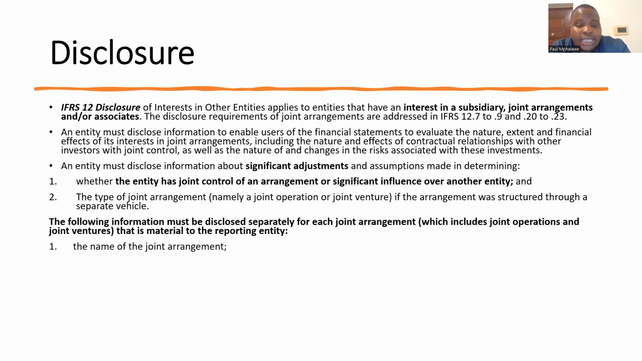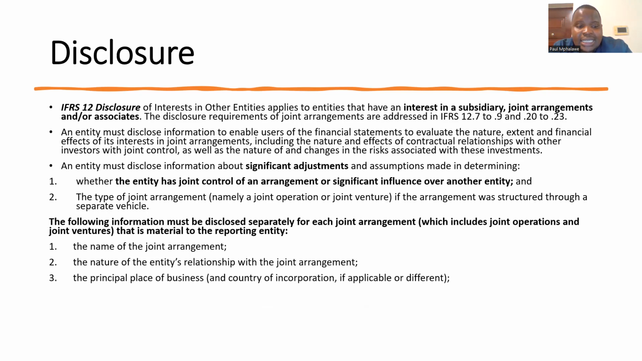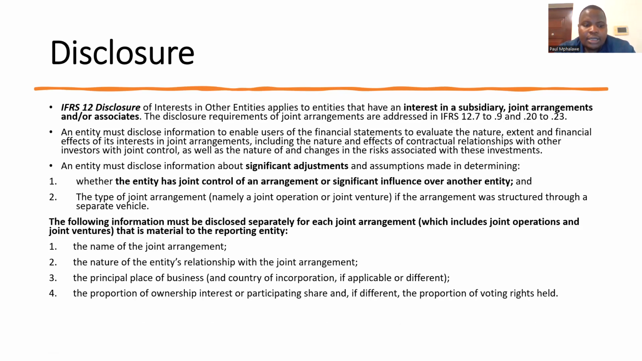Number one, the name of the joint arrangement. Number two, the nature of the entity's relationship with the joint arrangement. Number three, the principal place of business where the joint arrangement is operating, and country of operation, if applicable. Number four, the proportion of ownership interest or participating share, and if different, the proportion of the voting rights held in the company.